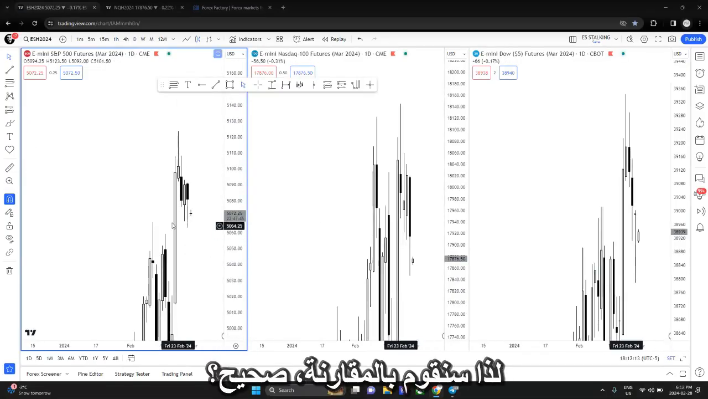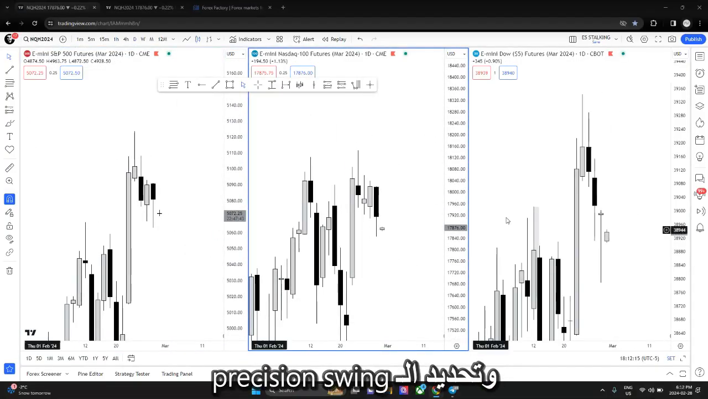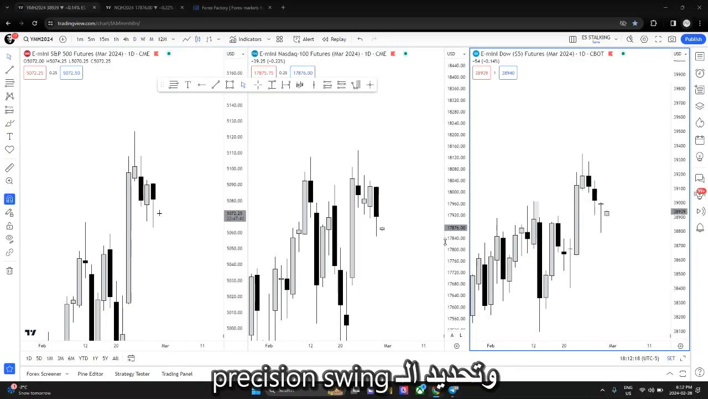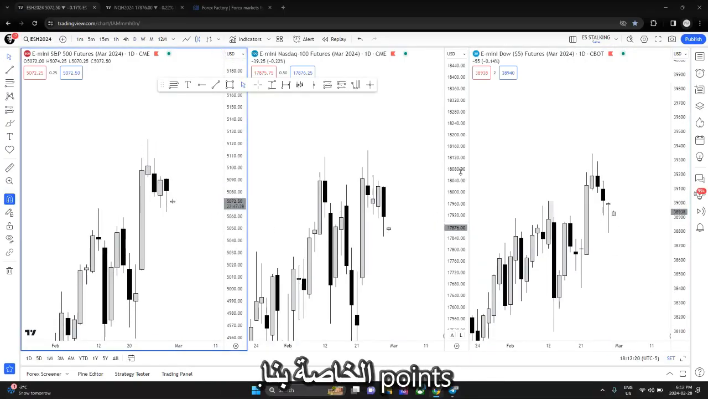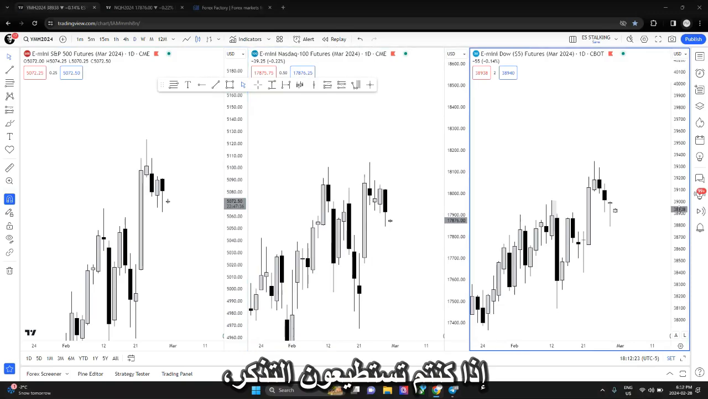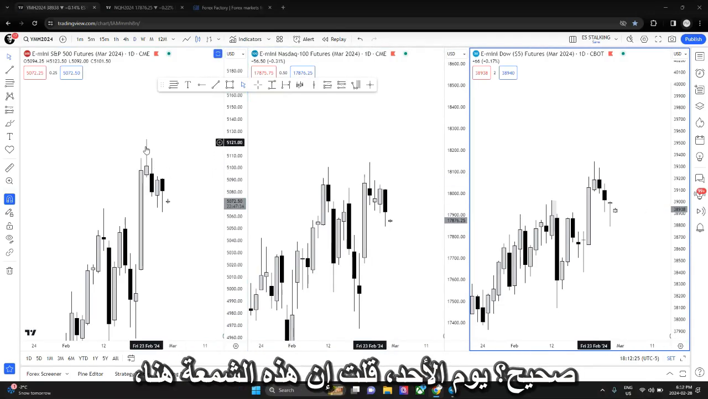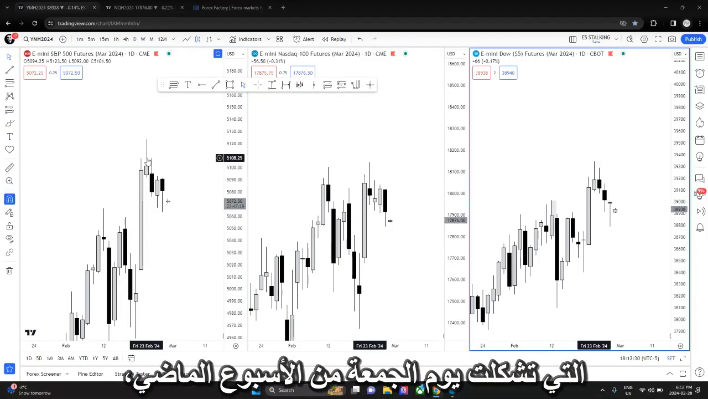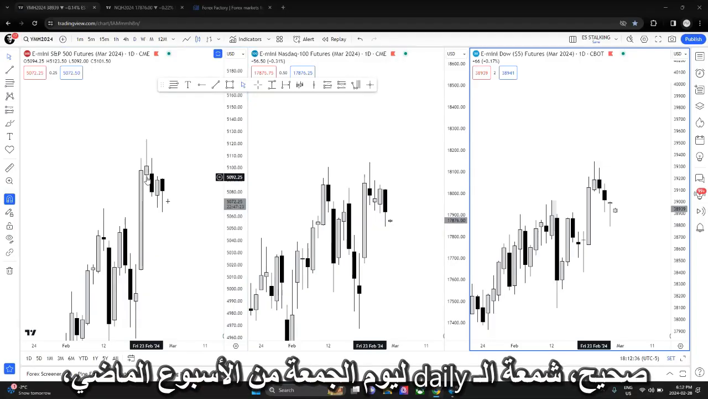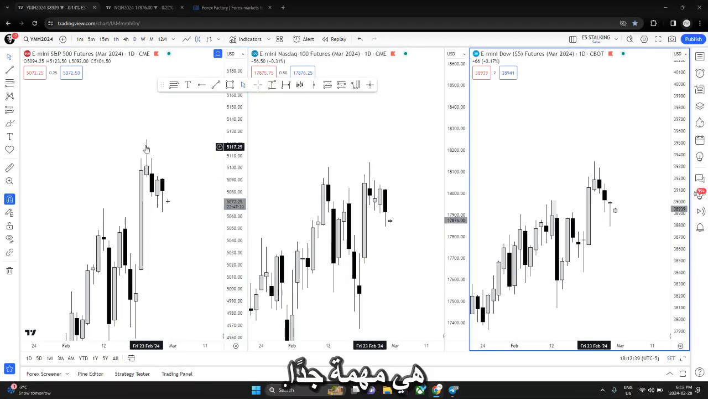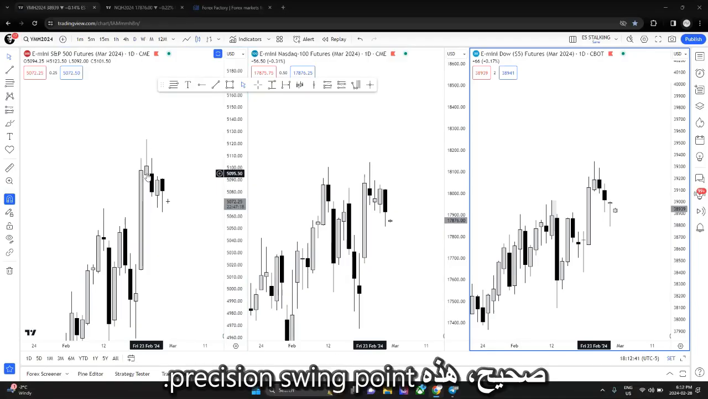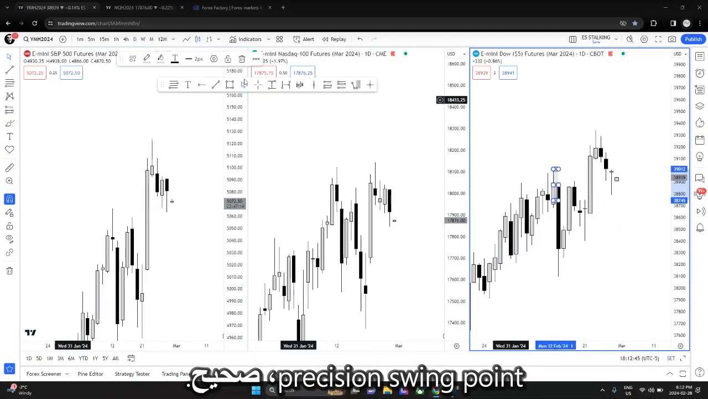So we will compare, right? And identify our precision swing points. If you guys can recall, on Sunday I said that this candle right here that was formed on Friday of last week, the daily candle of last week, Friday, it's very important, right? This is a precision swing point. A precision swing point, right?